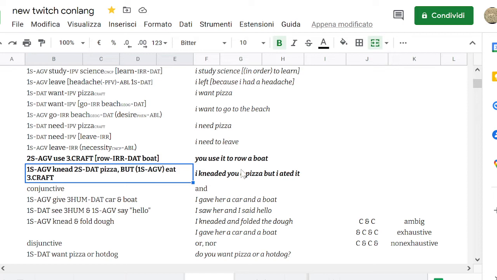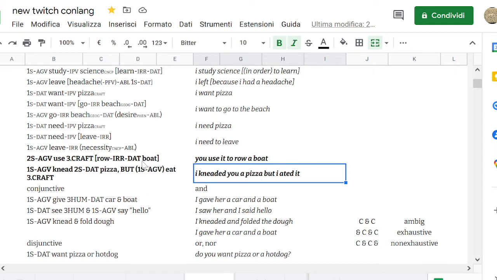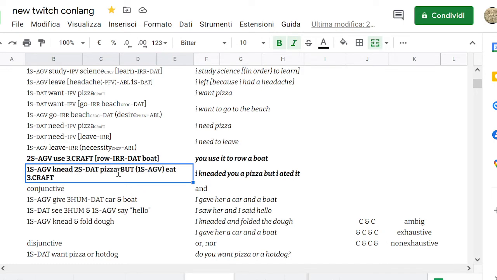I'll talk about it when we get there, but yes, we'll talk about that when we get to nouns. It's not super important. The important thing is that the third person craft refers back to the pizza. Now, because the agent is the same as this agent, the first person is doing the same thing in both sentences. The need-er is also the eat-er, which is why I don't need to repeat it necessarily. I think that I'm allowing that.